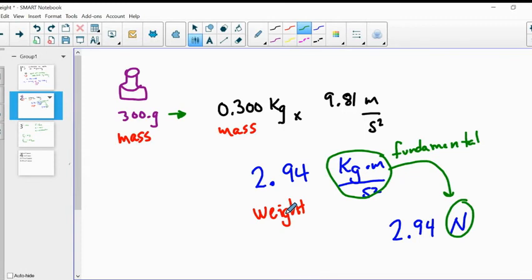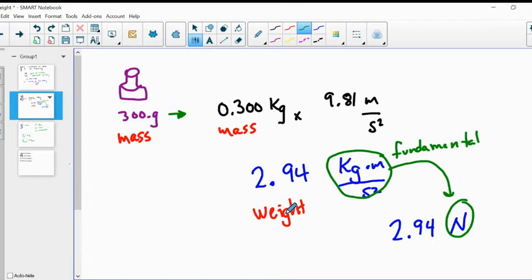So once again, we've got this object that has a mass of 300 grams. When we're doing weight calculations, we want to use the units of kilograms. So I'm going to convert my 300 grams into 0.3 kilograms. And then I simply multiply that by the acceleration that it's undergoing. In this example, if we were to drop it, it would accelerate due to gravity at 9.81 meters per second squared. And that would give me its weight of 2.94 kilogram meters per second squared.